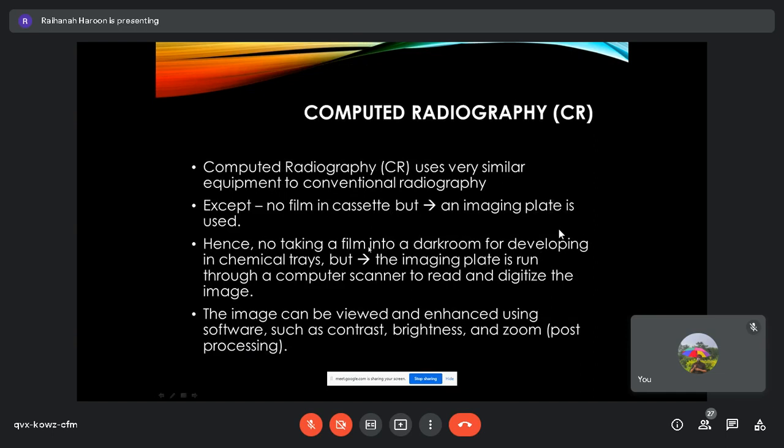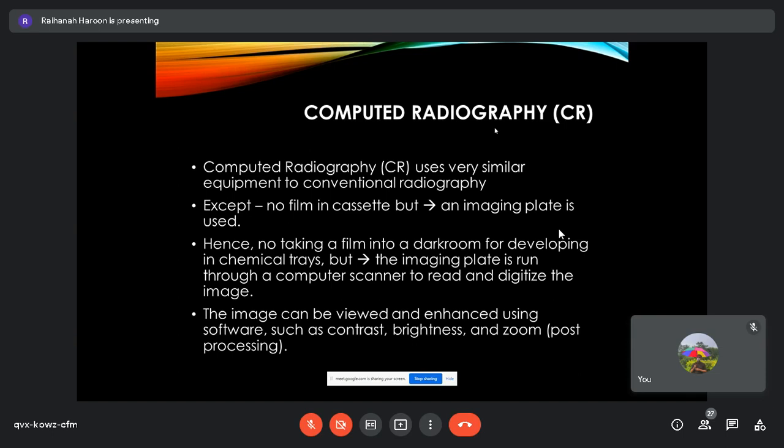But in computer radiography, there is no more dark room to develop the film in chemical trays. The image can be viewed and enhanced using software, such as contrast, brightness, and zoom. In computer radiography, CR and DR, the machine is connected directly to the computer. The computer will process the image.